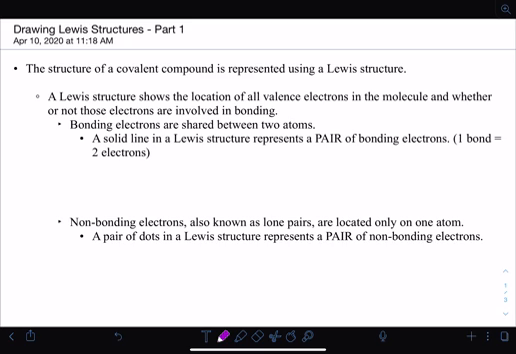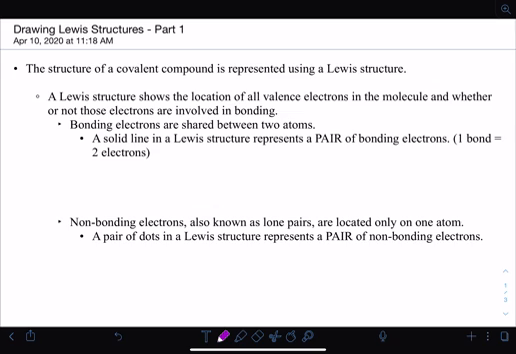Talking about how we draw the structures of covalent compounds. Note that everything we're talking about this week is specific to covalent compounds only and does not apply to ionic compounds. So we're going to be looking at how we figure out which atoms are connected in a covalent molecule and how they're connected and where all of the electrons are arranged.